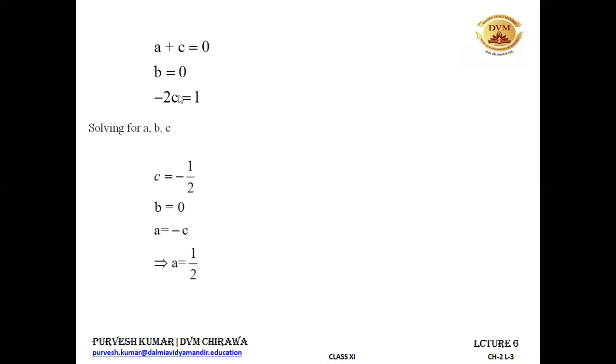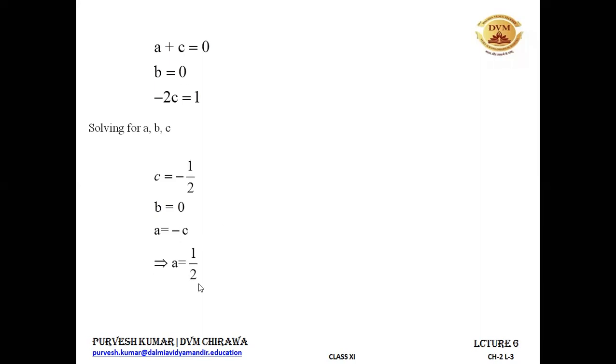That's what I have done first. B equal to 0. I have written B equal to 0. And from this equation, A plus C, I can write A equal to minus C. When it goes towards the right hand side, A becomes equal to minus C. And the value of C was minus half. So minus of minus half will become plus half. So A is equal to half.